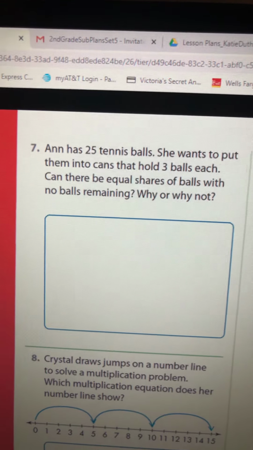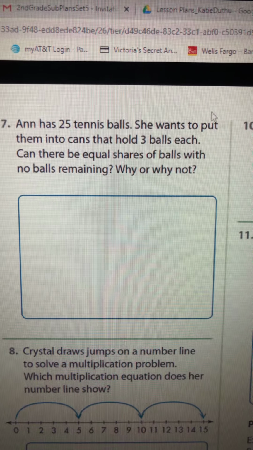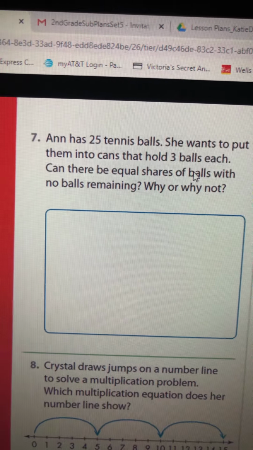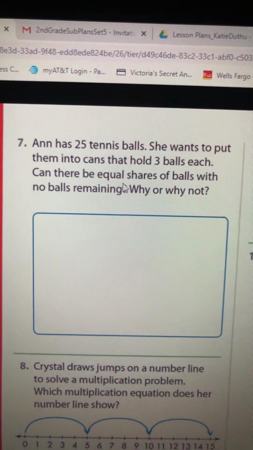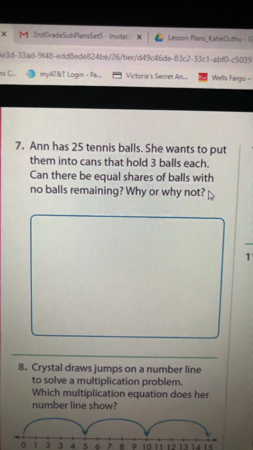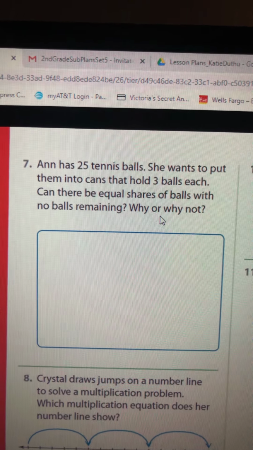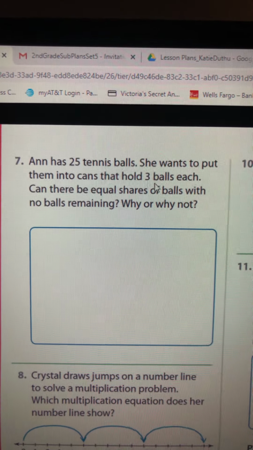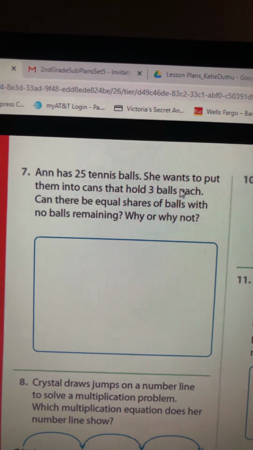Okay, so now we're on number 7. This says Anne has 25 tennis balls. She wants to put them into cans that hold 3 balls each. Okay? So it says, can there be equal shares of balls with no balls remaining? So no leftovers. Okay? So this is like a division problem because it has a big number and then it says there's 3 cans that holds 3 balls each.